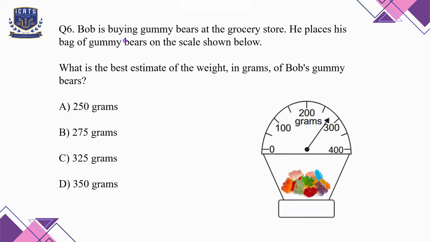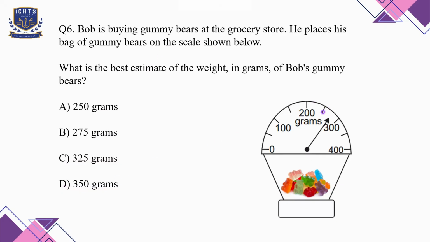Question number 6. Bob is buying gummy bears at the grocery store. He places his bag of gummy bears on the scale shown below. What is the best estimate of the weight in grams of Bob's gummy bears? Option A is 250 grams. Option B is 275 grams. Option C is 325 grams. And option D is 350 grams.